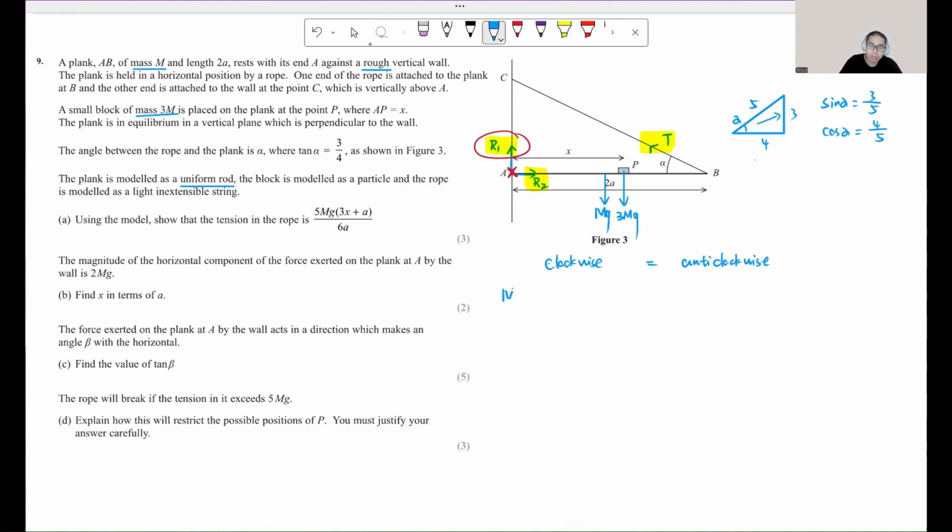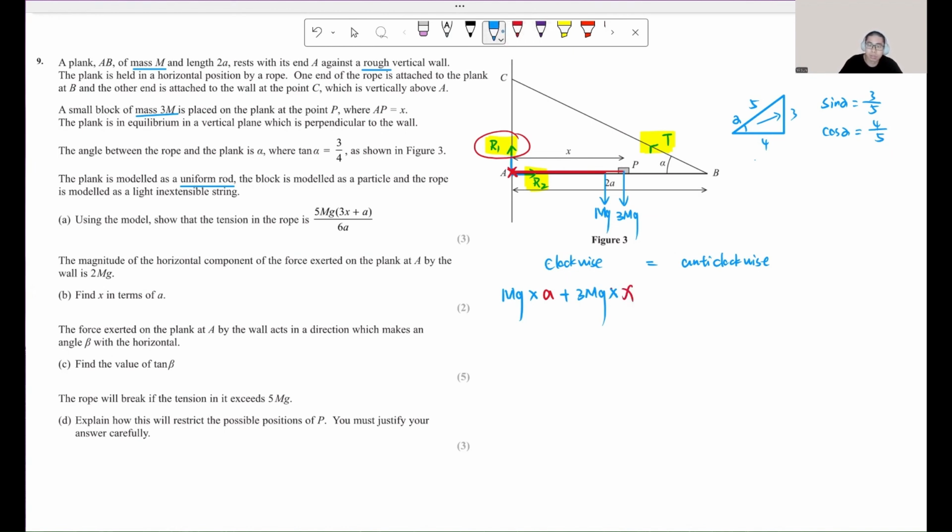So mg, the moment is always force times the shorter distance about the point we take moments on. So that'd be mg times its shortest distance, which is just this length. And we know mg is right in the middle, so it's just a, and then plus 3mg times the shorter distance. The shorter distance from point A to 3mg is this length, which is the same as x. So times x.